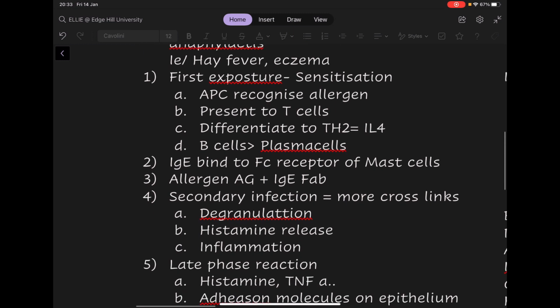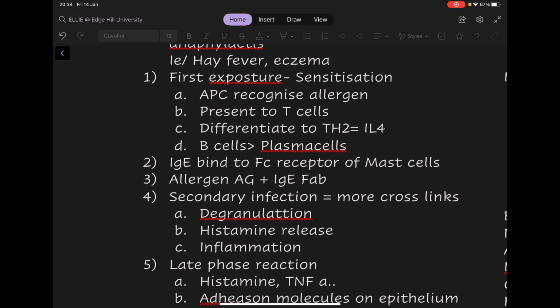The stages are first exposure, so this is called sensitization, so we become sensitive to the antigen. Antigen-presenting cells recognize the allergen as foreign, bind to it, and present it to the T cells. These T cells differentiate into Th2 cells, which release interleukin 4. This activates B cells to differentiate and clonally expand into plasma cells. These plasma cells produce IgE.